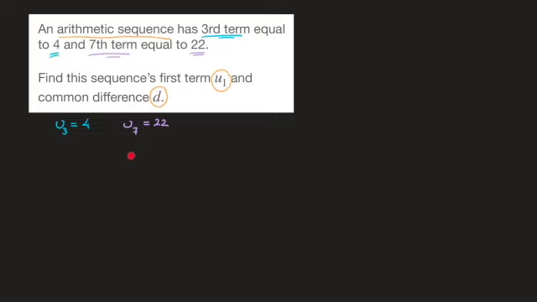Since both of these bits of information are about the values of specific terms of our sequence, that suggests to use the formula for the nth term of an arithmetic sequence. And we've worked with that before. Remember, the nth term of an arithmetic sequence is given by u sub n, which equals u sub 1 plus n minus 1 times d. And in fact, I'll go ahead and box that. That's the formula for the nth term of an arithmetic sequence.